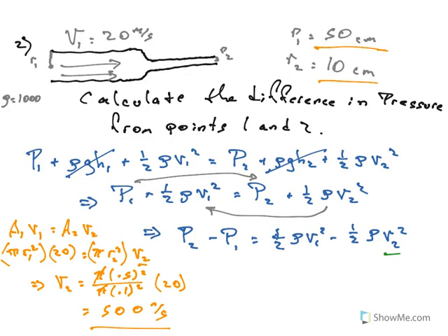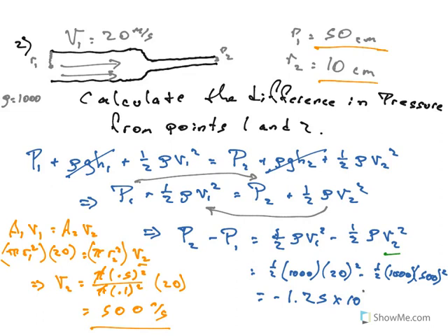So now I know my V2, I can plug it into my equation over here, and what do I get? 1/2 times 1,000 times 20 squared minus 1/2 times 1,000 times 500 squared. And when you calculate this out, you get minus 1.25 times 10 to the 8th pascals. So there's a difference in pressures between the left side and the right side of this pipe, purely because of the constriction.